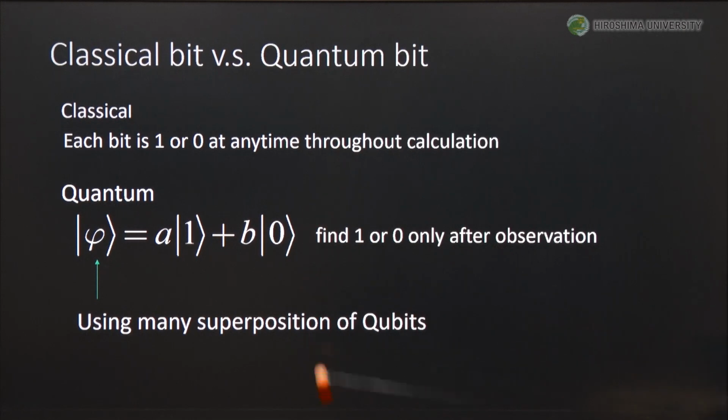The classical bit is 1 or 0, and it is always defined throughout the calculations. Whether we observe the bit or not, that does not affect the calculation or the result of the calculations. However, with the quantum bit, during the calculations inside the computer, it is kept as a quantum state phi, which is a superposition of 0 and 1.